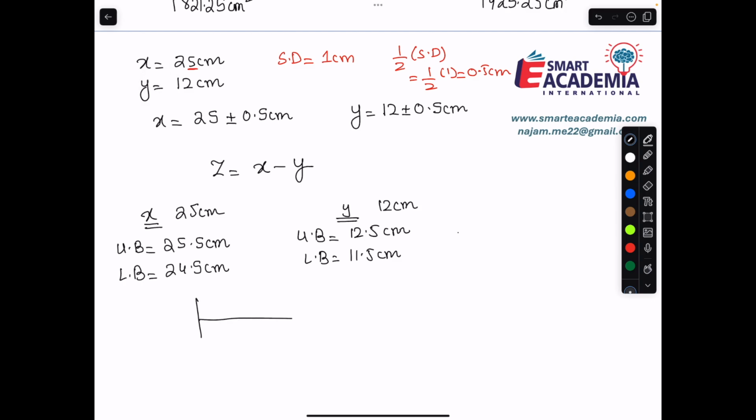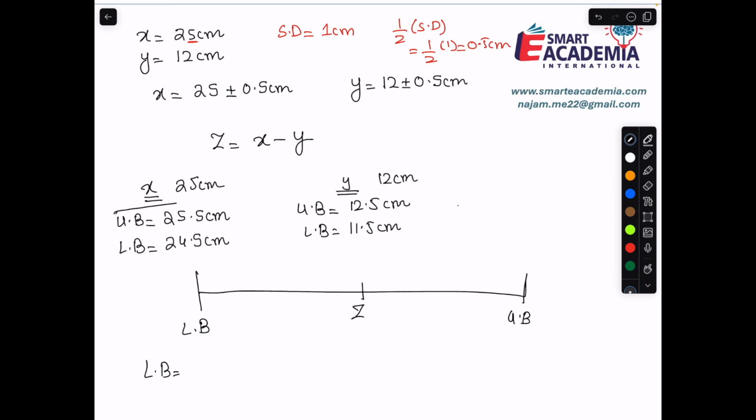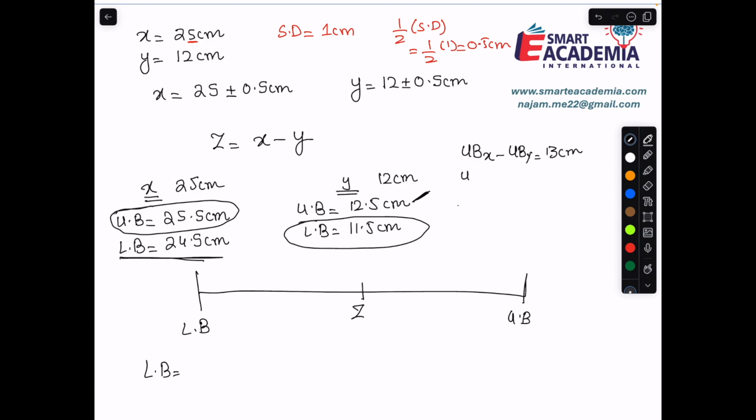Now, in order to find the lower bound for z and the upper bound for z, if you have the highest value minus the lowest value, you get the maximum result, if you understand my point, right? And similarly, if you take the lowest value of the bigger number and subtract the highest value of the smaller number, you will get the minimum result. Okay, example, if I subtract the upper bound of x minus the upper bound of y, which is basically 25.5 minus 12.5, I get 13 centimeters. But if I subtract the upper bound of x minus the lower bound of y, which is 25.5 minus 11.5, I get 14 centimeters.